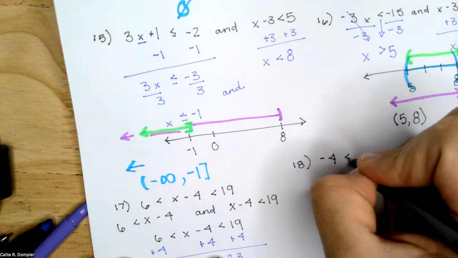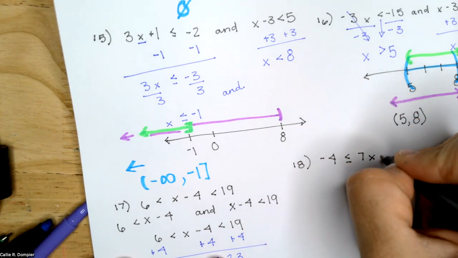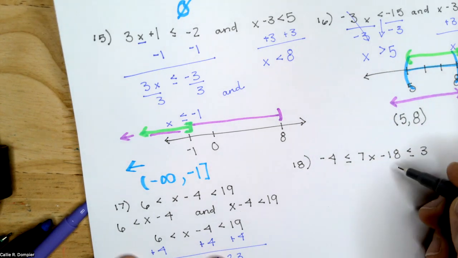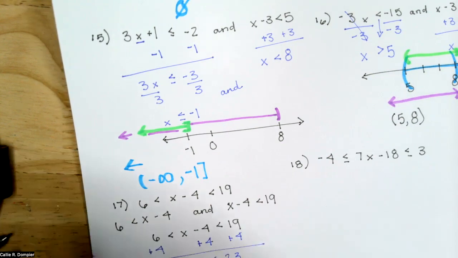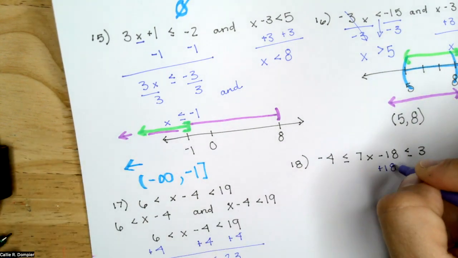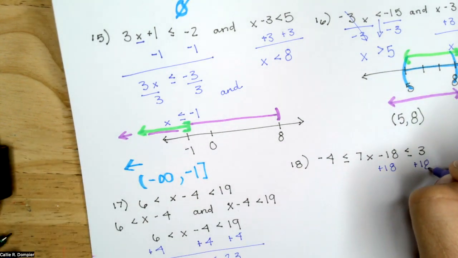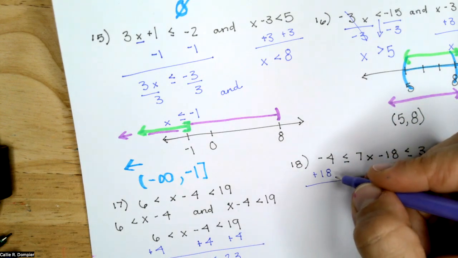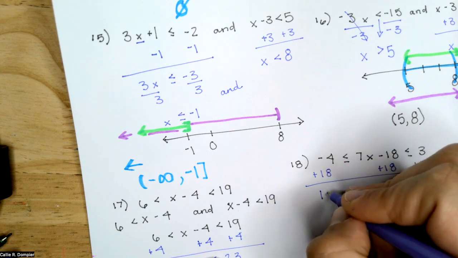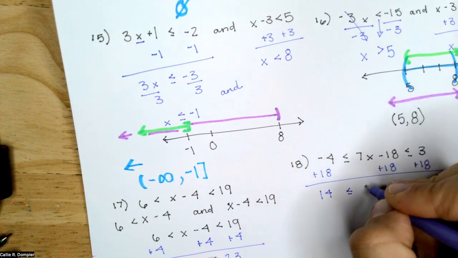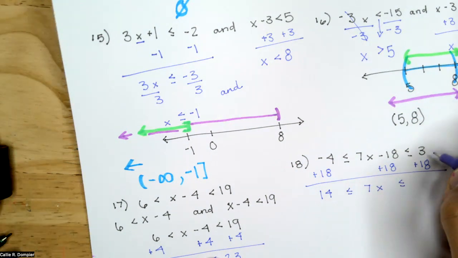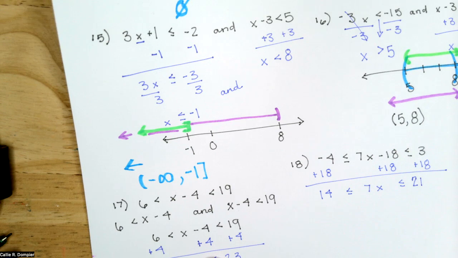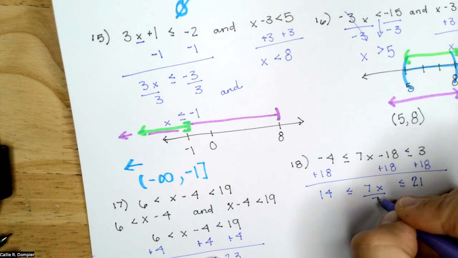Negative 4 is less than or equal to 7x minus 18, which is less than or equal to 3. All right, the first thing I'm going to do is move that 18. So I'm going to add 18 here in the middle to cancel that. Add 18 to the 3 and add 18 to the negative 4. 18 minus 4 just gives me 14, right? 18 plus 3 makes 21. And I'm going to divide everything by 7.